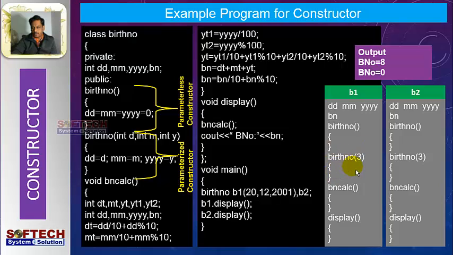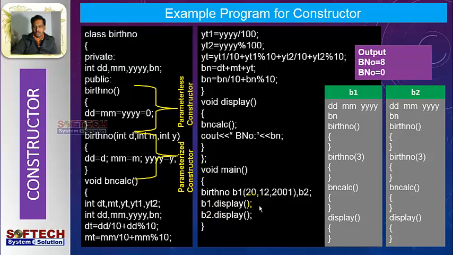In the 3 argument constructor function, it has integer d, m, y. So 20 is assigned to d, 12 is assigned to m, 2000 is assigned to y. Then these are assigned to the data members: D is assigned to DD, M is assigned to MM. So the value of DD is 20, MM is 12, YY is 2001. At the time of object creation, it automatically passes the values and assigns them to the data members.